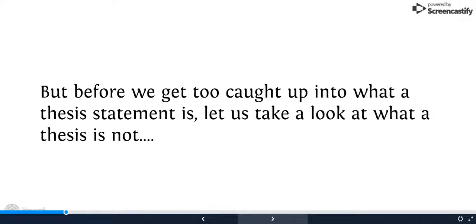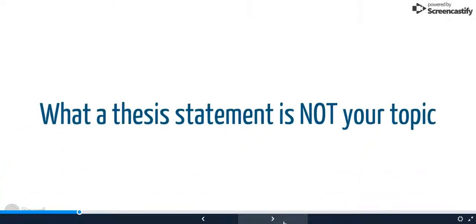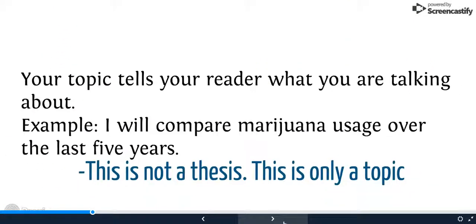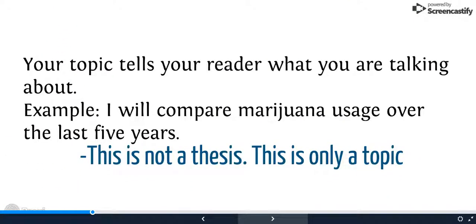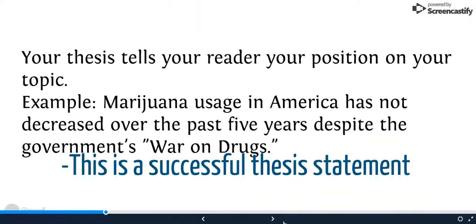But before we get too caught up in what a thesis statement is, let's look at what a thesis statement is not. Your topic tells your reader what you are talking about. Example, I will compare marijuana usage over the last 5 years. This is not a thesis statement. This is only a topic. And also, we should not say I, FYI. Haha.